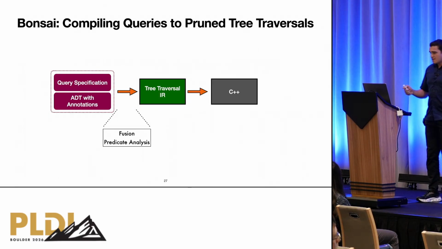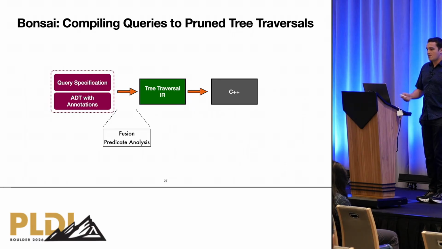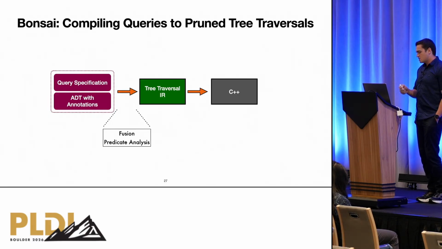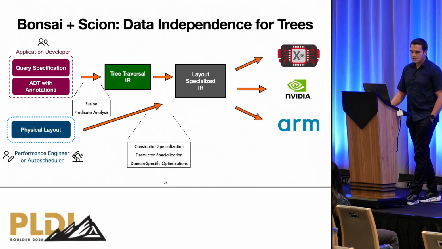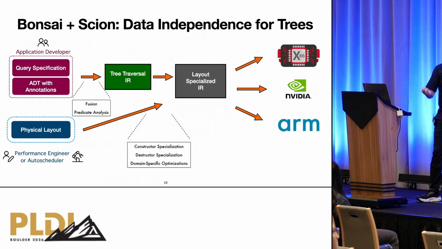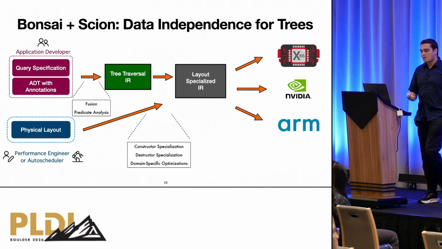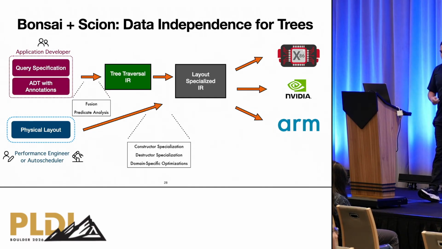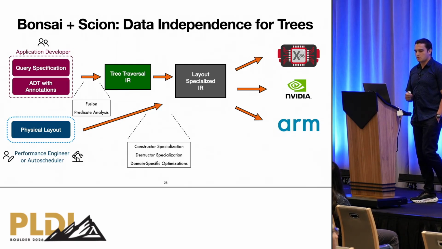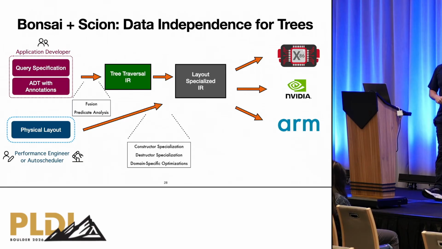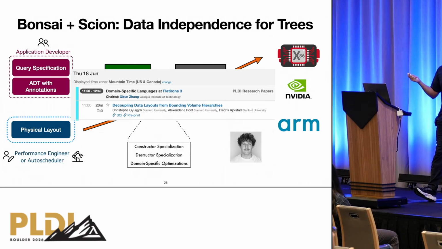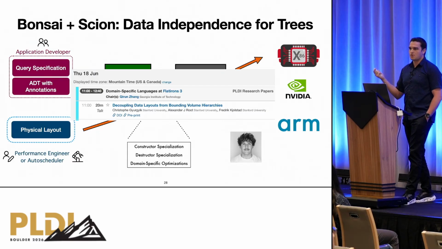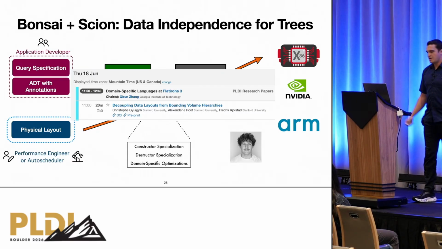And with that, I'd like to leave you with the overview of the Bonsai compiler and a quick shout out that Bonsai is actually not alone, and it's part of a bigger system. My co-author, Chris, presented Scion yesterday, which is all about extending the Bonsai project to have a physical layout memory specification language, which lets us truly get peak performance for these spatial queries when compared to the state of the art, and achieve data independence for trees. Unfortunately, due to the ordering of conference talks, this talk was yesterday. But if you're interested, I encourage you to read the paper or watch Chris's YouTube talk. And I'm happy to take any questions.